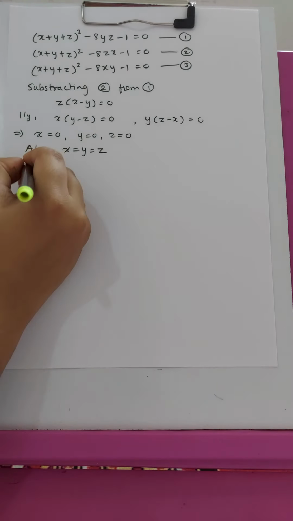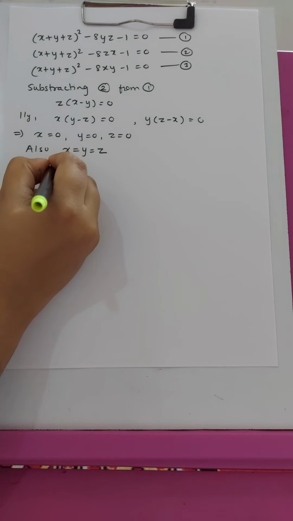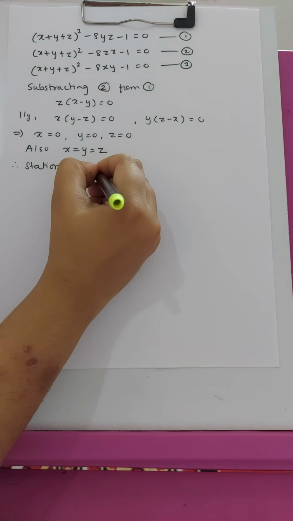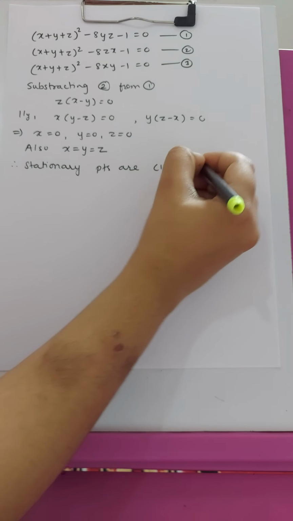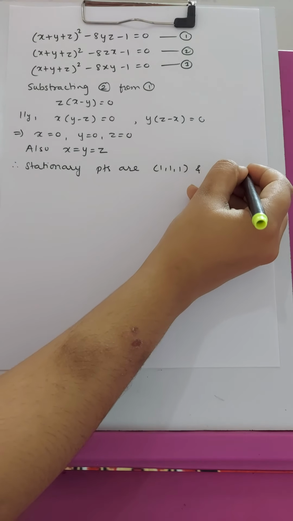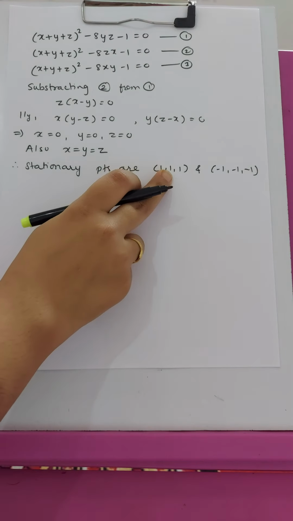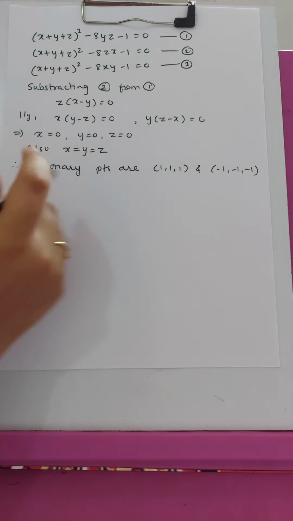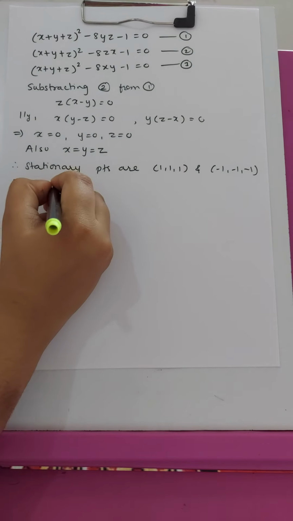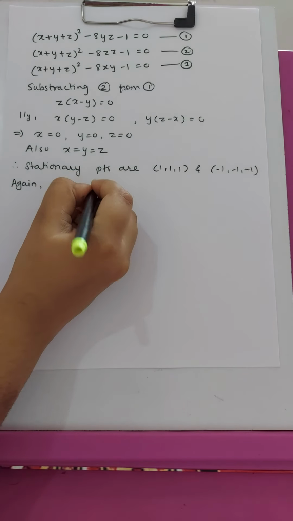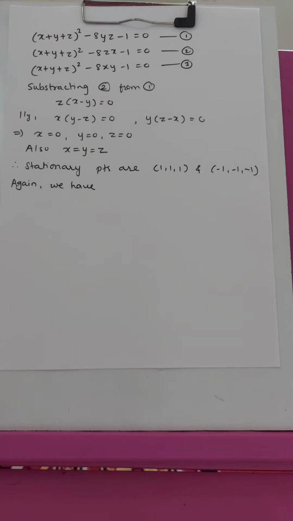So therefore the stationary points are (1, 1, 1) and (−1, −1, −1), since x = y = z. So again we have to take the double derivatives of f with respect to x, y and z.